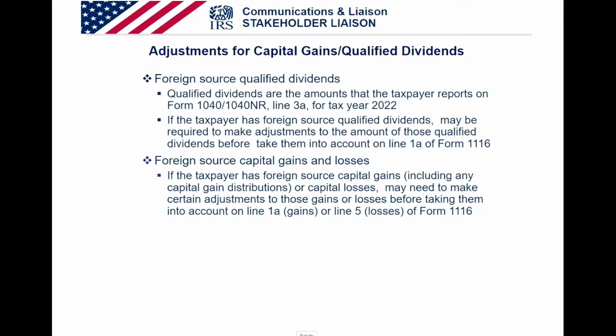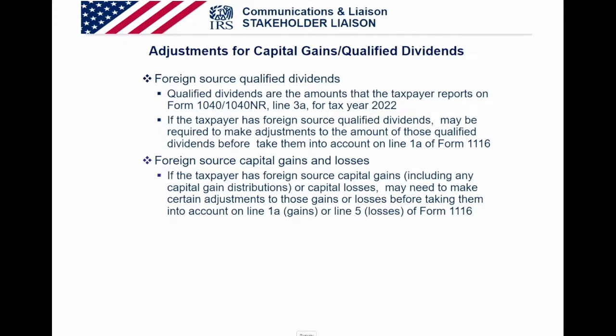So under 904(b)(2), a gain from the sale or exchange of capital assets is included in foreign source taxable income only to the extent of foreign source capital gain net income. And because qualified dividend income also receives the preferential tax treatment, the rate differential adjustment is required for the qualified dividend income as well.